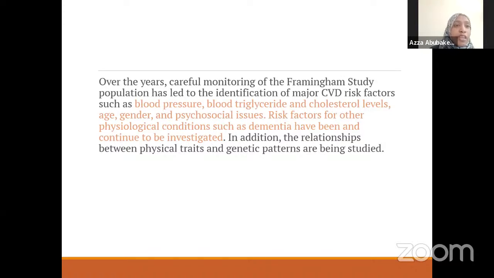Over the years, they have been able to monitor the subjects of the study. They also identified the major cardiovascular risk factors like blood pressure, blood triglycerides, the cholesterol level, the effect of age and gender, and psychosocial issues. The risk factors for other physiological conditions, such as dementia, have also been identified. In addition, the relationship between physical traits and genetic patterns has been studied.